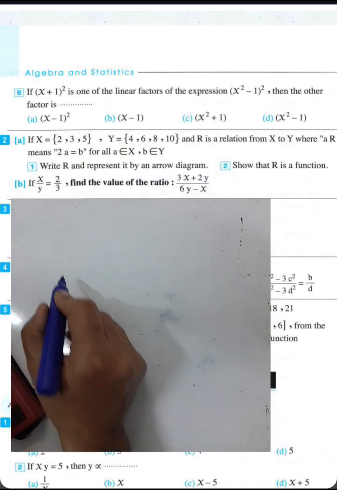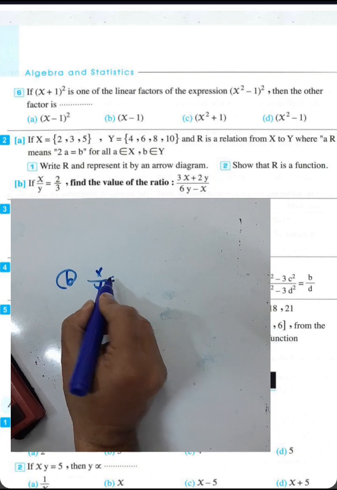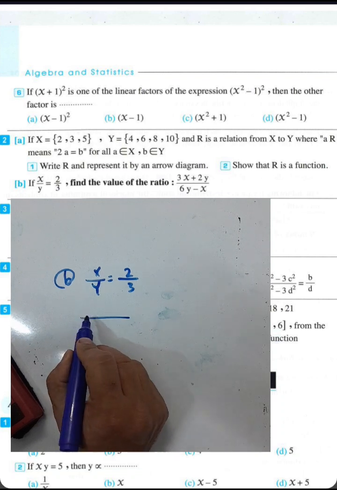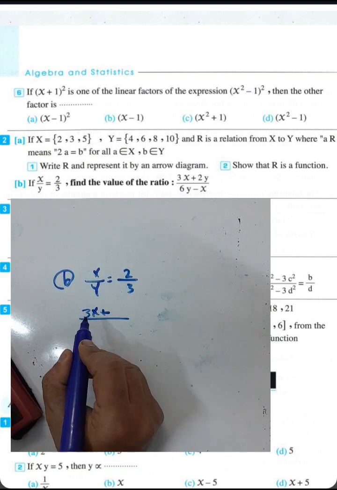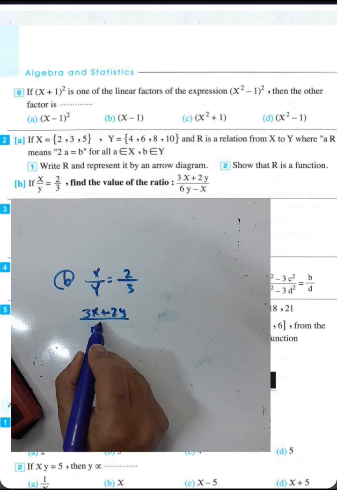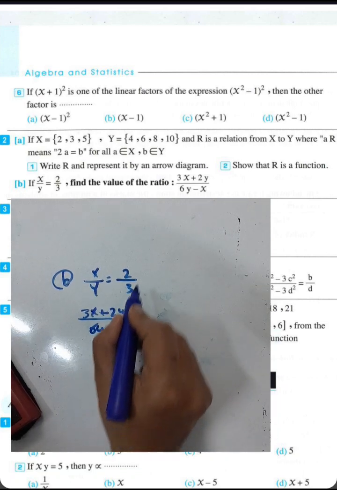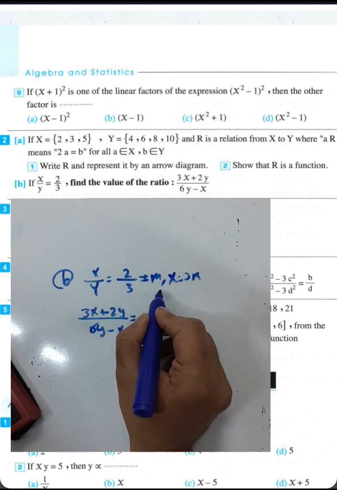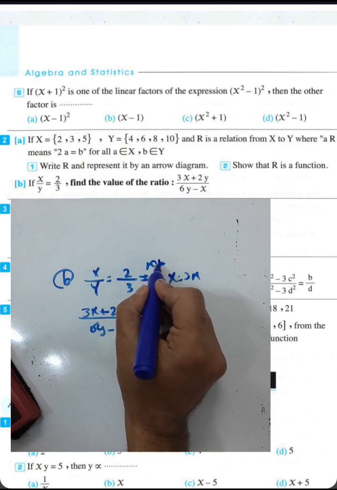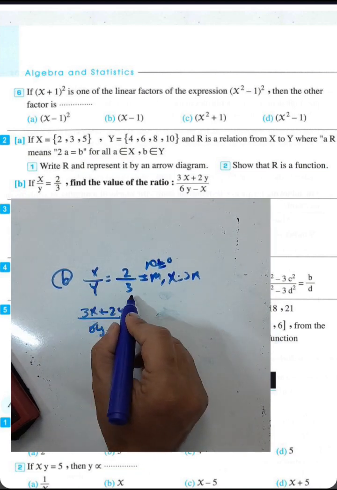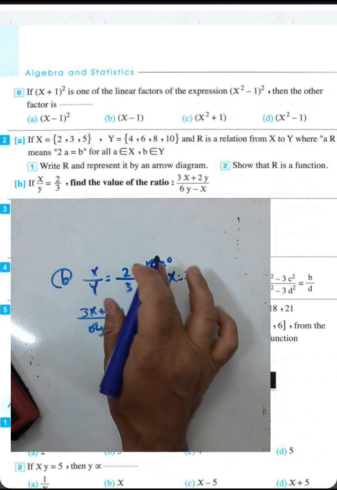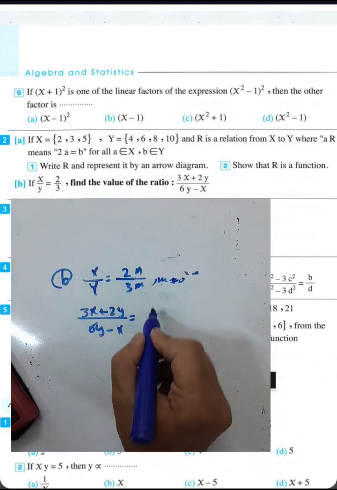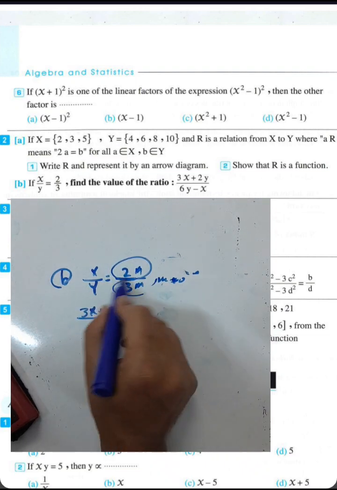Question letter B. If x over y equals 2 over 3, find the value of this expression: (3x plus 2y) over (6y subtract x). We can put here a constant m, where m is a constant not equal 0, then x equals 2m and y equals 3m.